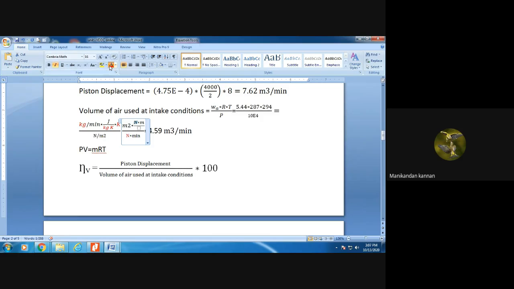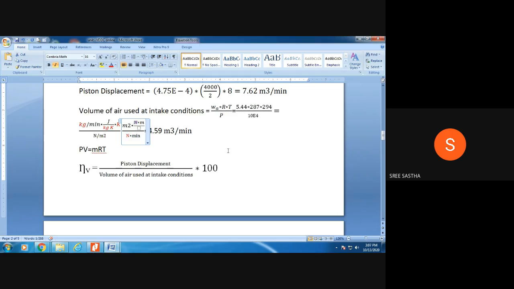Yes, sir. We are getting the value now. If instead of joule per kilogram per Kelvin you put kilojoule, then the unit will not be correct. It will come as 10 power 3 meter cube per minute. Like that, it will come. Are you able to understand now?